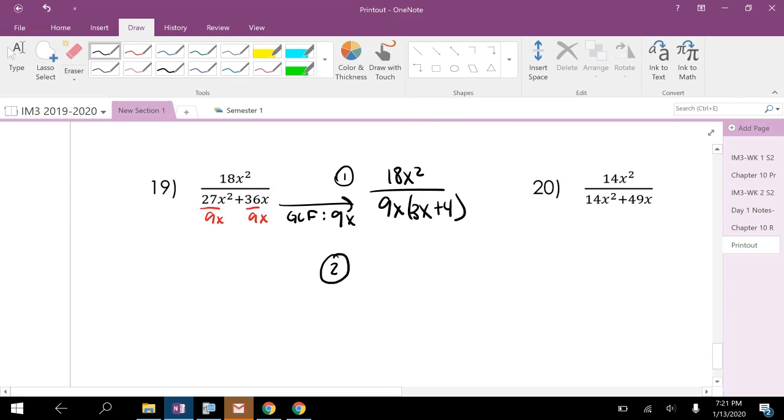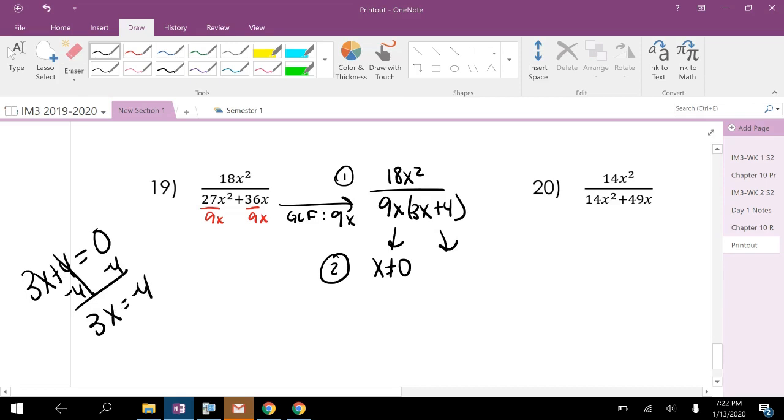You'll notice that when we do our excluded values, this one's 0. This one we kind of have to talk about. Let's go off to the side. 3x plus 4, what makes that 0? Okay, we got to figure that out. So we subtract 4. And the next step to solve for that would be to divide by 3. So the excluded value here is negative 4/3.